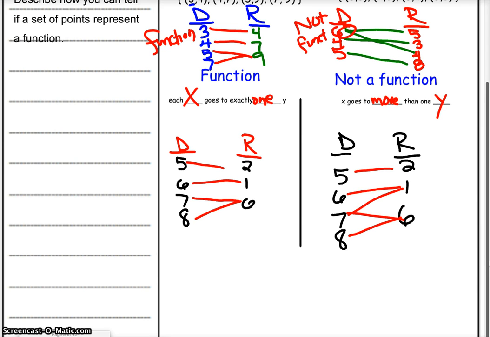And which number made this one not a function? 7. Yes. Now Gatlin said that really fast. Can we tell why? Yeah. Which one made this not a function? 7 did, because it went to 2 things. Only look on the left-hand side. Who cares about the right? It doesn't matter. It only matters with the left-hand side.